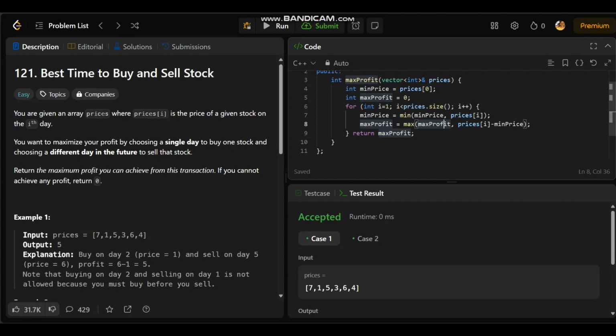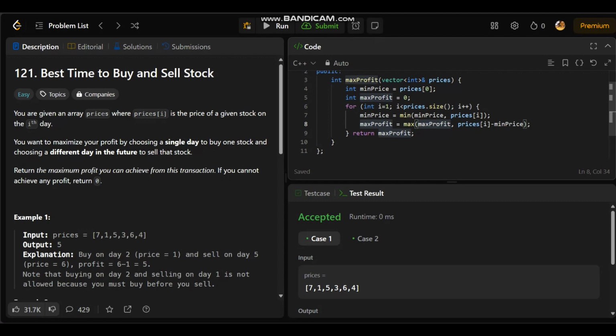And then when the 4 comes, the minimum price will be compared first. Minimum of minPrice, that is 1, and prices[i], that is 4. So it will remain 1 because 1 is less than 4. And then maximum profit, max of maxProfit, which is holding 5, and prices[i] minus minPrice. Prices[i] is 4, 4 minus 1 is equal to 3. And the maximum profit will also remain 5 because 5 is greater than 3. And then the function will return maximum profit.